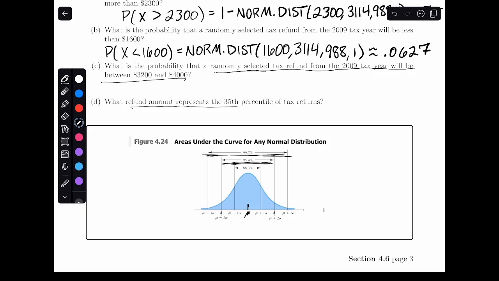Some other distributions we'll talk about next are the exponential distribution and the uniform distribution. And we'll see when those might be helpful and how we can calculate probabilities for those.